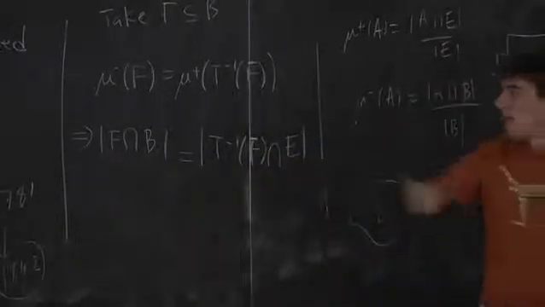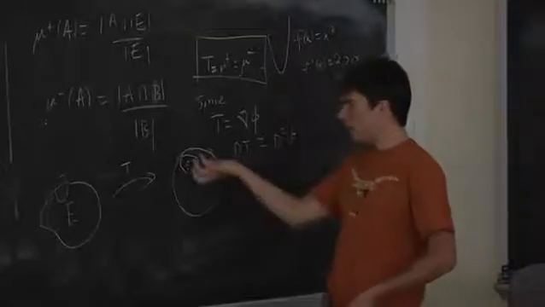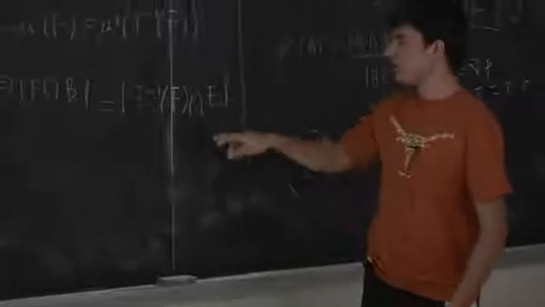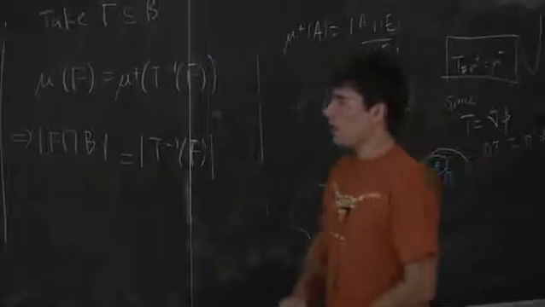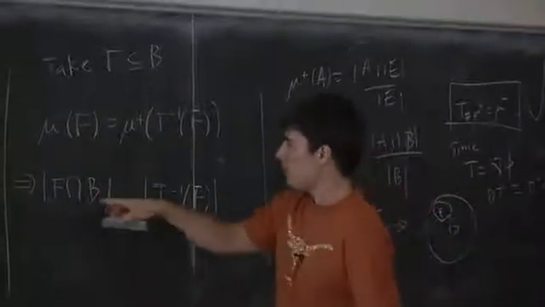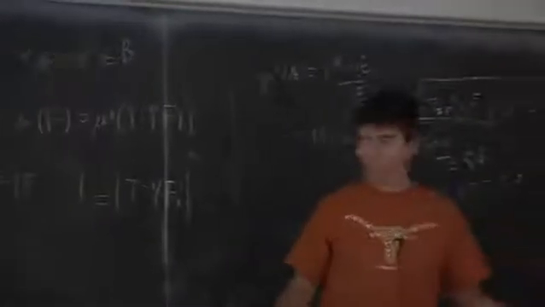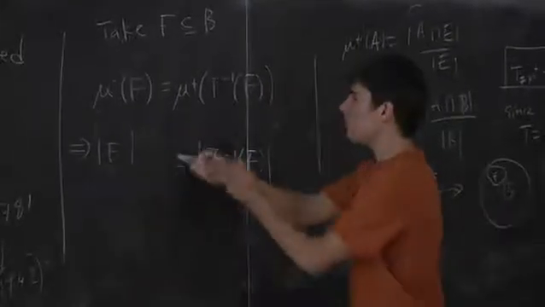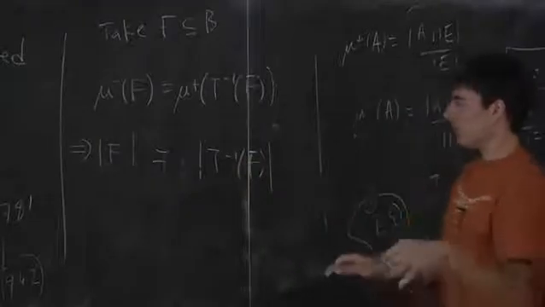But now, because f is a subset of B, the pullback of that will be in E. So T inverse of f is in E, so we can get rid of E. And f is a subset of B, so f intersected B is just f, right? We're all on the same page? So we just get this relation: the volume of f is equal to the volume of the pullback under T.